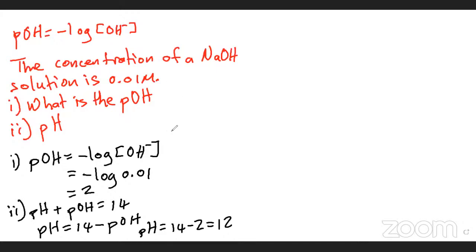All right, Tristan, yes, sir. So where did you get the 14? Right, yes. The 14, so it's from the pH scale from 0 to 14. Oh yes. Oh right. Yeah, so pH plus pOH add up to 14. So you have either the pH or the pOH. You want the other one, you will just subtract it from 14. All right.